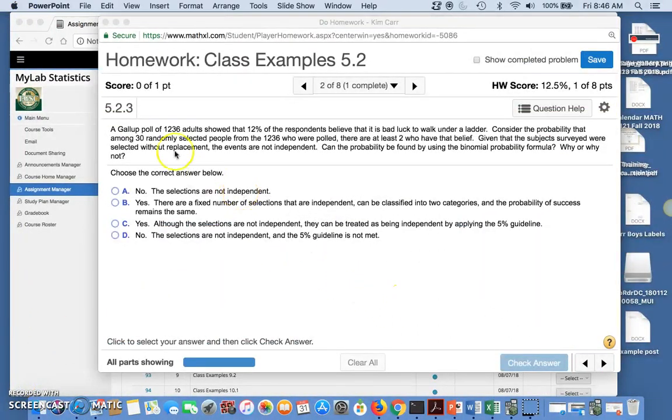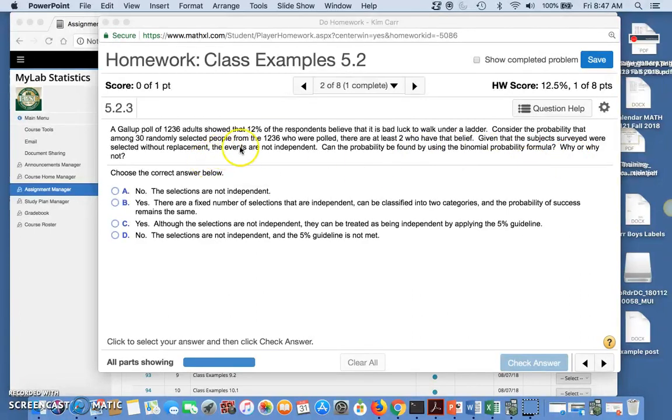Okay, the problem here. It says a Gallup poll of 1,236 adults showed that 12% of respondents believe it is bad luck to walk under a ladder. Consider the probability that among 30 randomly selected people from the 1,236 who were polled, there are at least 2 who have that belief. Given that the subjects surveyed were selected without replacement, the events are not independent. Can the probability be found by using a binomial probability formula?